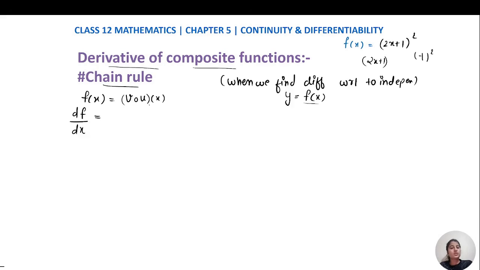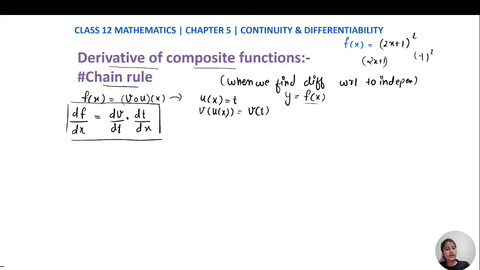Before that, you convert it into a different form, and then you use the chain rule. So we take u of x and name it t. Then v of u of x will be nothing but v of t. We differentiate v with respect to t, and u with respect to x. So df by dx is given by the derivative of v with respect to t, times the derivative of u, which is t, with respect to x, that is dt by dx. This is nothing but the chain rule.